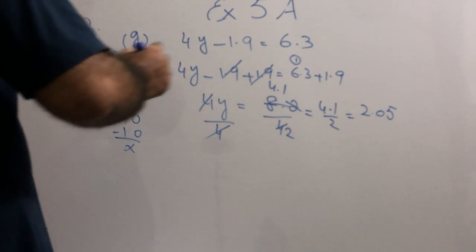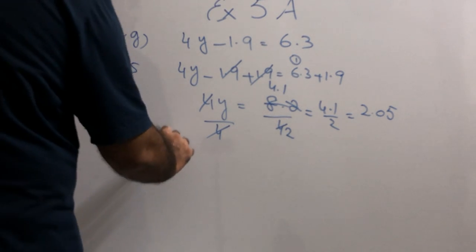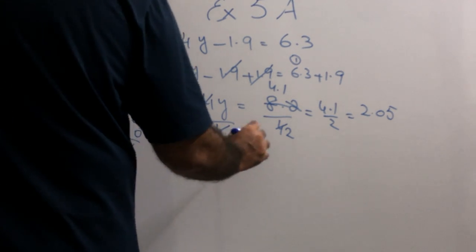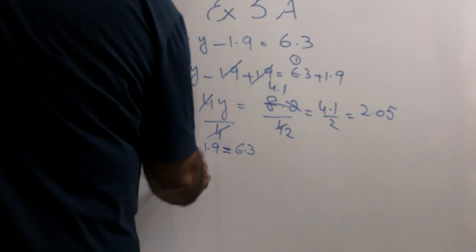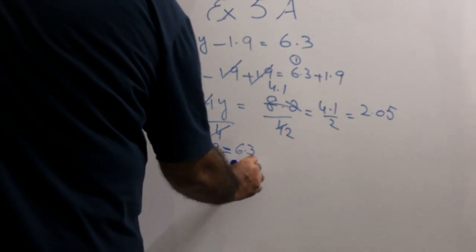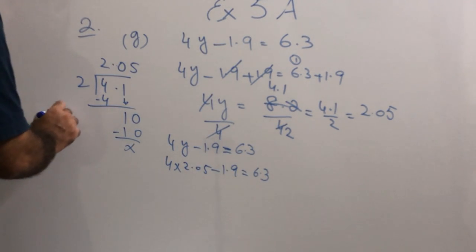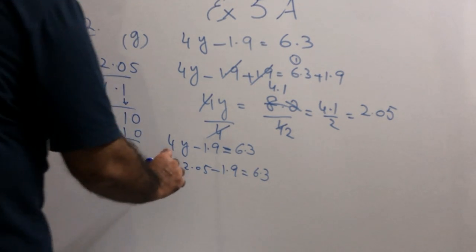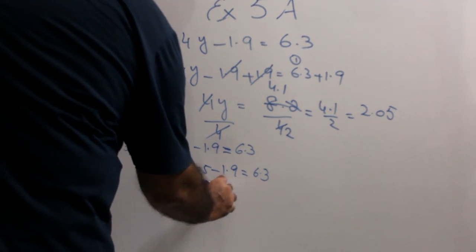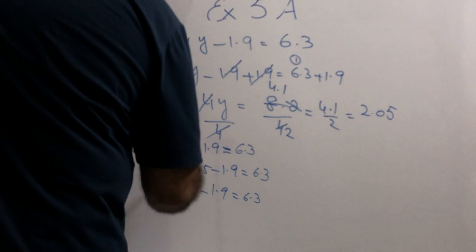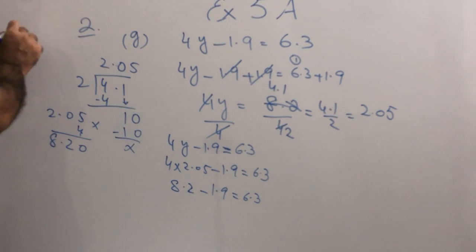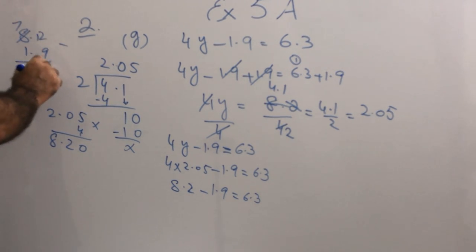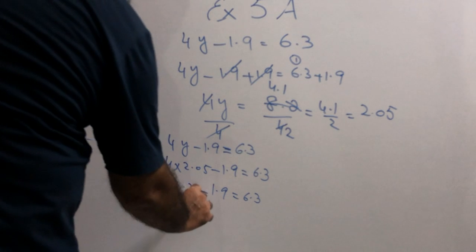So its answer is 2.05. If you want to see whether our answer is correct or not, we can put this value back in the equation. 4 into y is 2.05 minus 1.9 is equal to 6.3. We will multiply 2.05 with 4. 4 5s are 20. 4 2s are 8, comes 8.2 minus 1.9. So 8.2 minus 1.9 becomes 6.3.